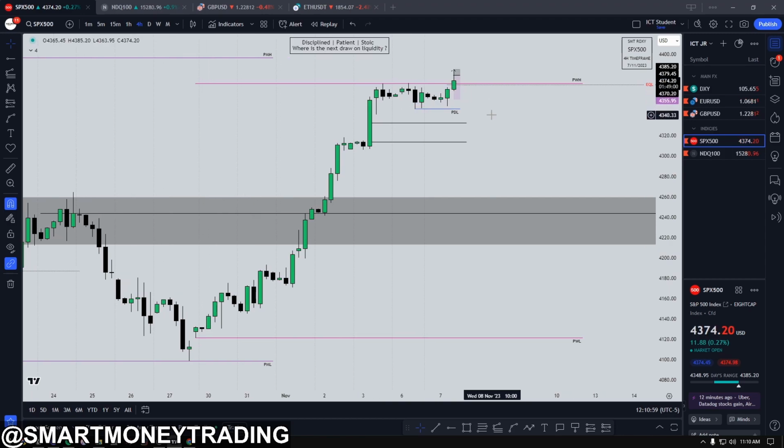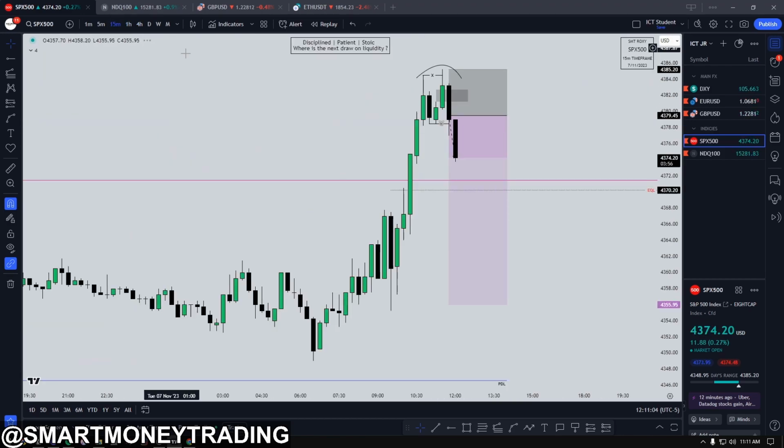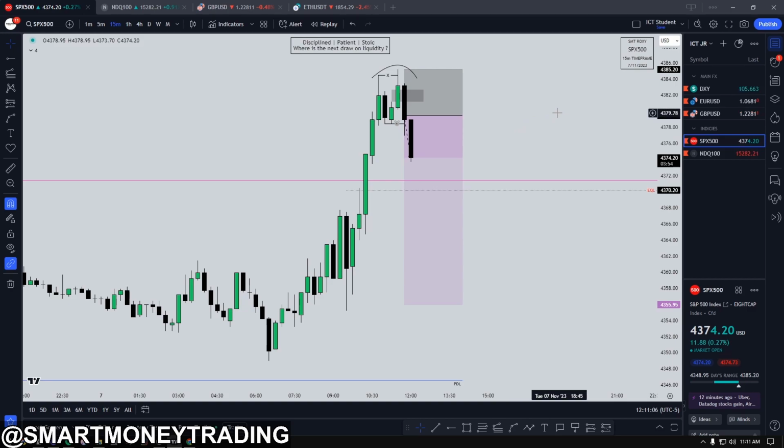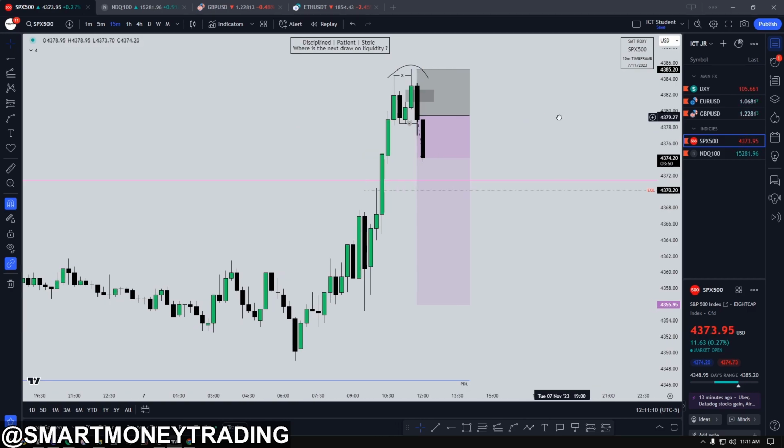We're just taking that out, and if we drop down, I should say, from the 4 hour to the 15, and the 15 to the 1 minute. That's how you time frame pair. I've been working on that recently.